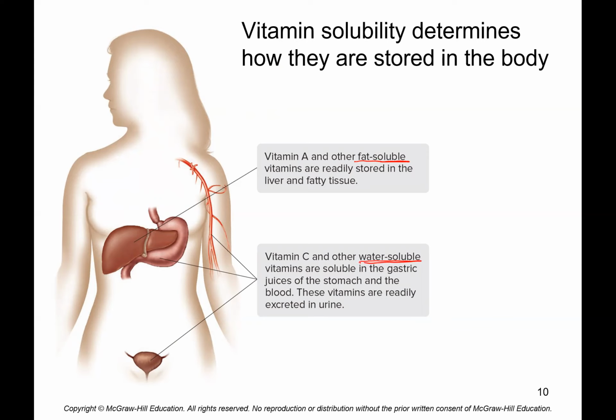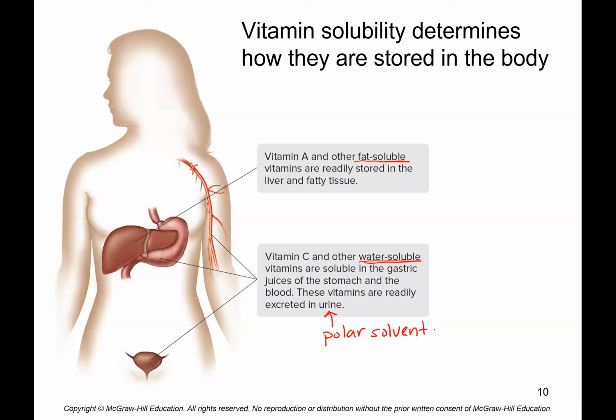Why are they excreted in the urine? Well, the urine is going to be a polar solvent because it's mostly water. So what that means is that the water-soluble vitamins will be able to dissolve in the urine, and that's why they're excreted. So if you consume more water-soluble vitamins than you need, those will just be excreted in the urine. That's in contrast with fat-soluble vitamins, where they're not going to be excreted in the urine.